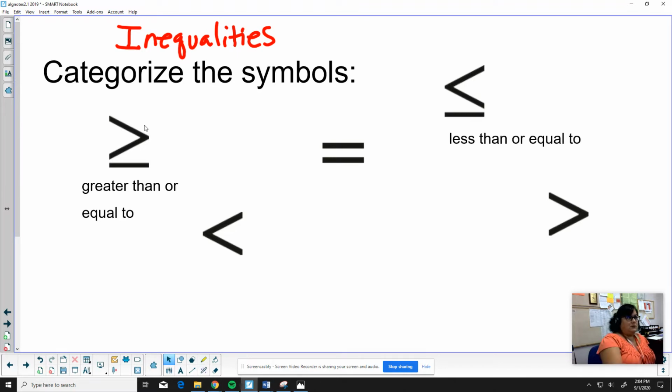So this first inequality symbol is greater than or equal to. The second one here is less than. This one's obviously equals. You know that one. We used it with equations. This one is less than or equal to. And this last one over here is greater than. So we're going to be using these again and again.